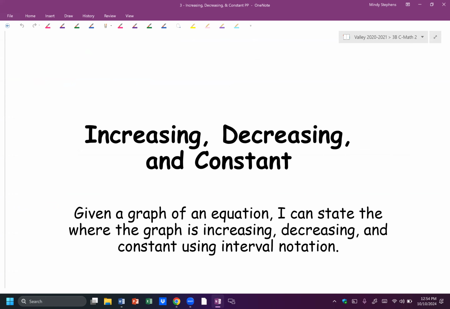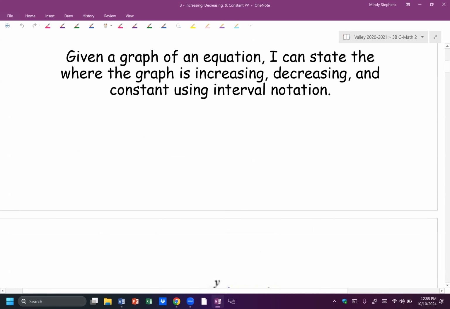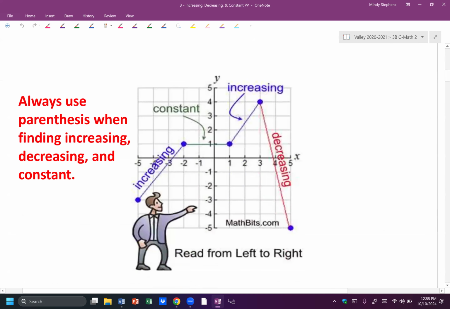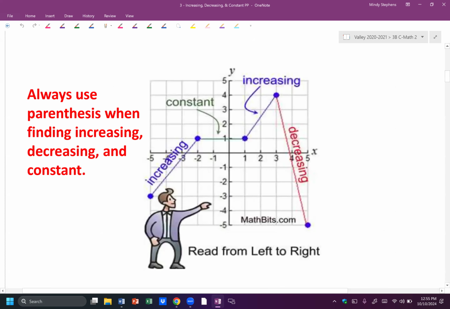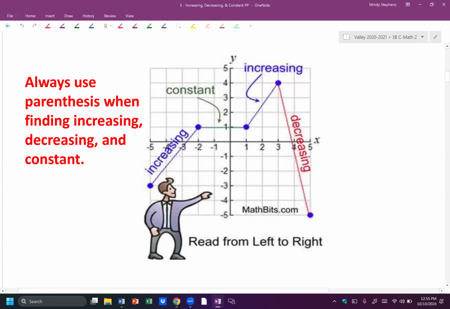So the word increase means going up. The decrease means going down, and constant means it's going to stay the same, meaning it's flat. So let's look at what that looks like on a graph. So at the very top of your paper, you have this picture with this guy on the bottom of it, and we've got some pieces that are labeled.